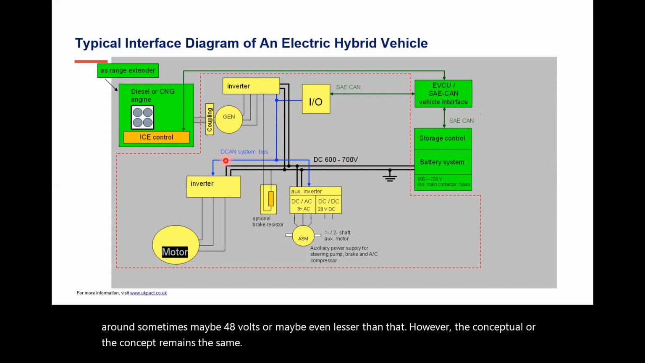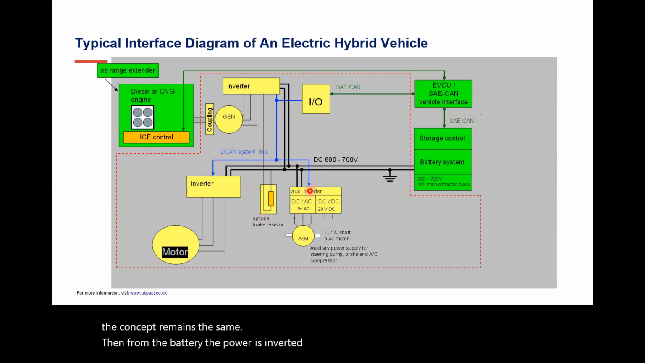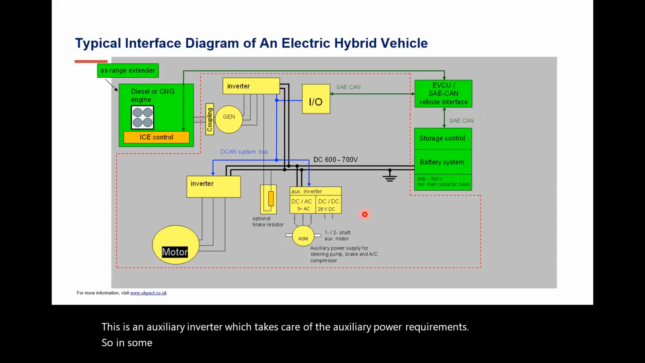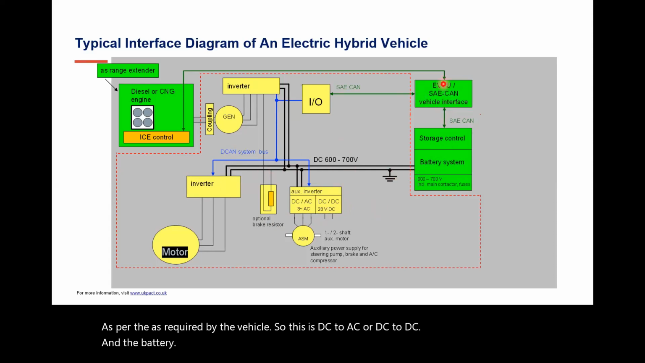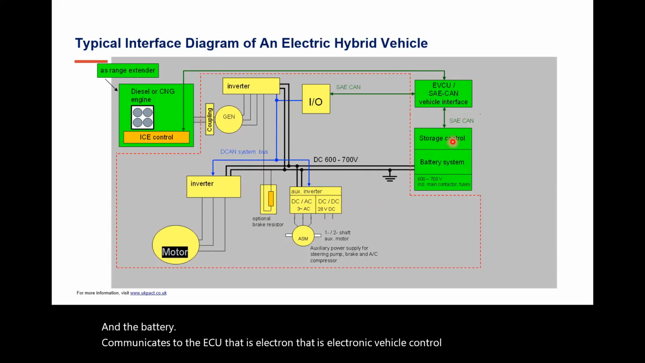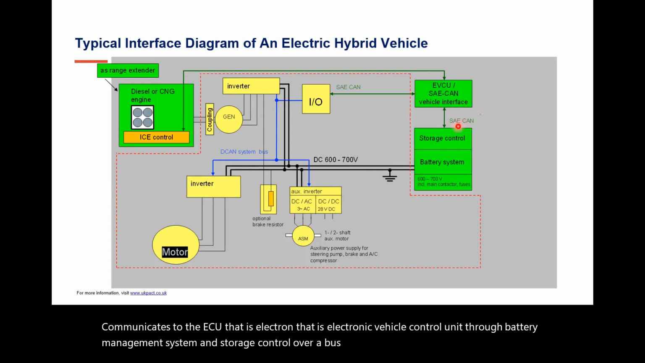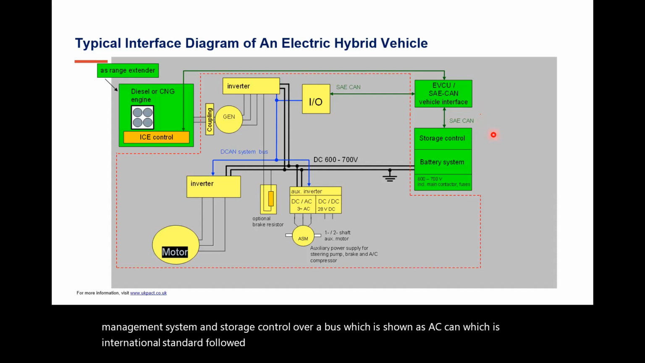Then from the battery, the power is inverted to feed the motor. This is an auxiliary inverter which takes care of the auxiliary power requirements. So over here there are two blocks to take care of the AC as well as DC auxiliary powers as required by the vehicle. So this is DC to AC or DC to DC, and the battery communicates to the EVCU, that is the electric vehicle control unit, through the battery management system and storage control over a bus, which is shown as SAE CAN, an international standard followed for communication between the various devices.